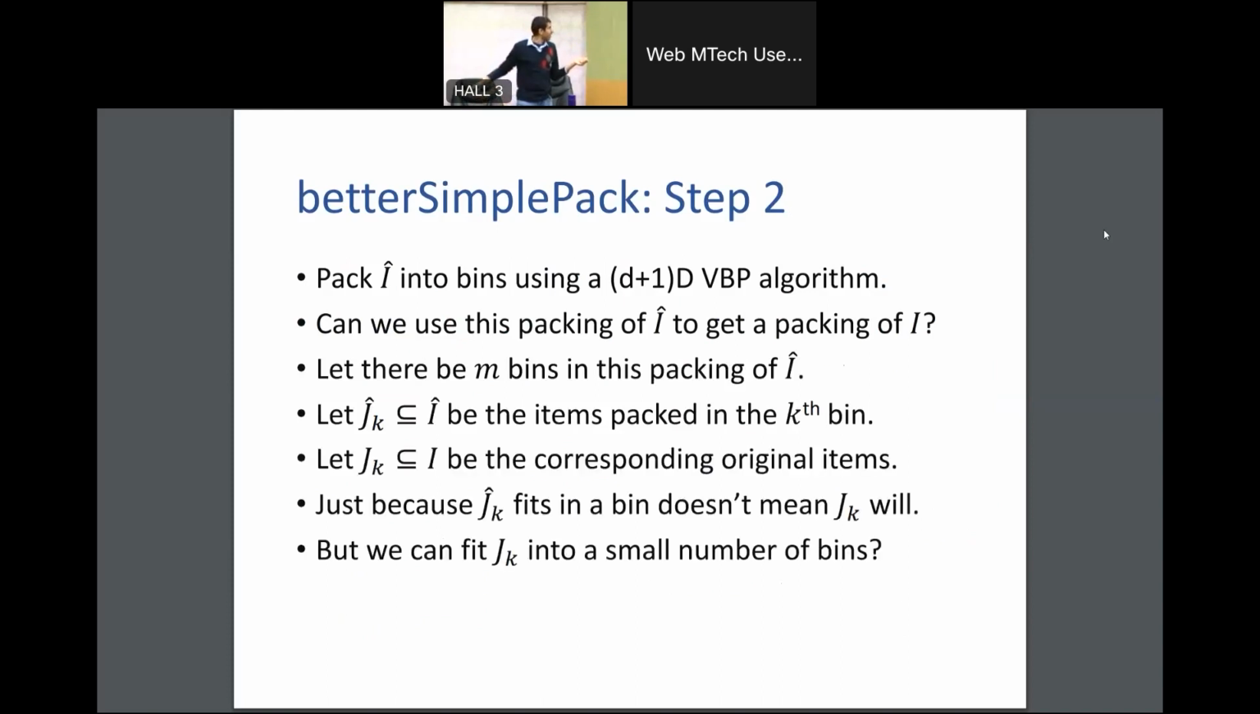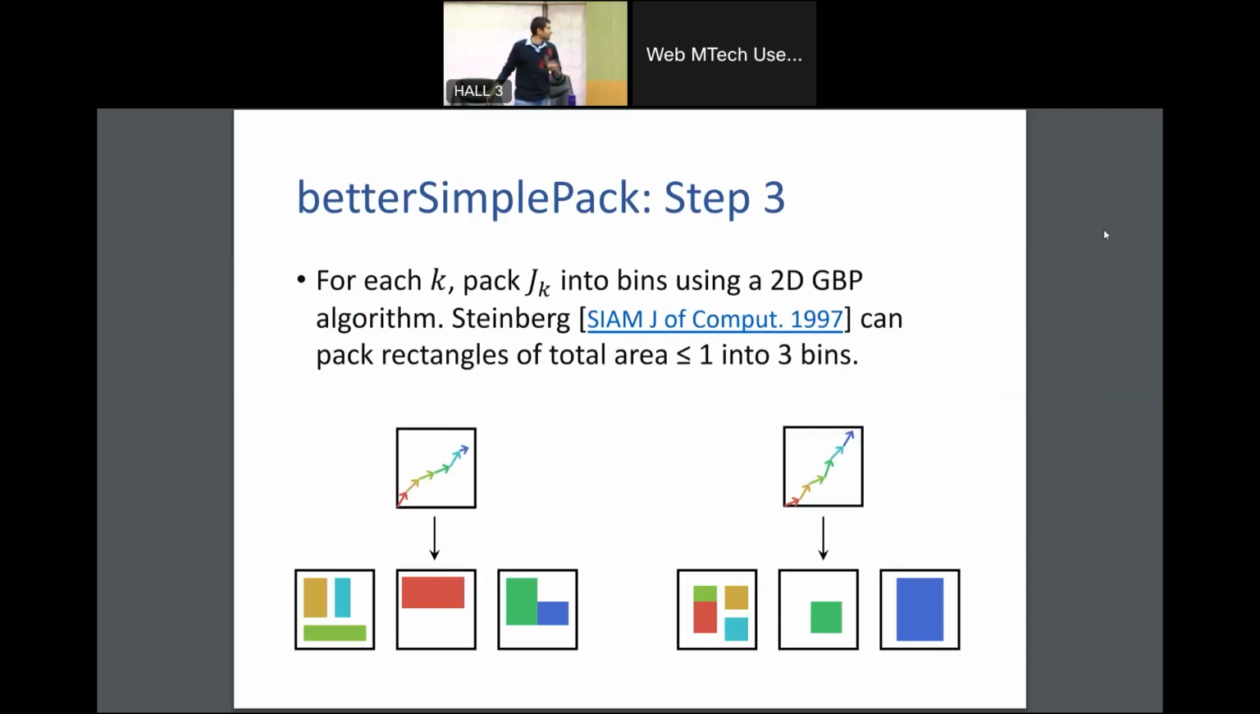Okay, and let jk be the corresponding original item. Just because j hat k fits into a bin doesn't mean jk will also fit into a bin, but maybe we can fit jk into a small number of bins. So this is exactly what we do. For each k, we pack jk into bins using a two-dimensional geometric bin packing algorithm.